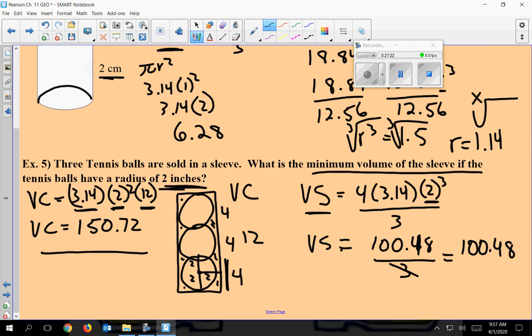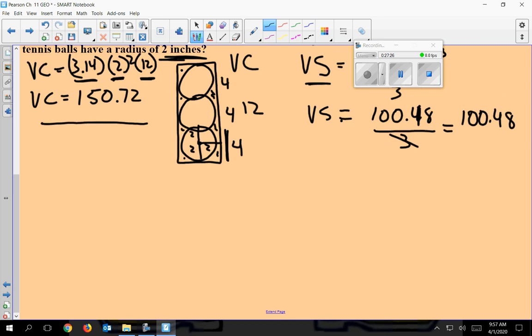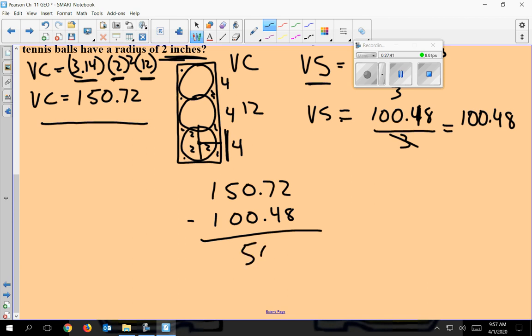So what I want to do now is take the volume of the cylinder and the volume of the spheres, or the tennis balls, and subtract them, okay? And so when I do that, I get that the empty volume is about 50.24 inches cubed, okay? So that question shows up in tests, finals.